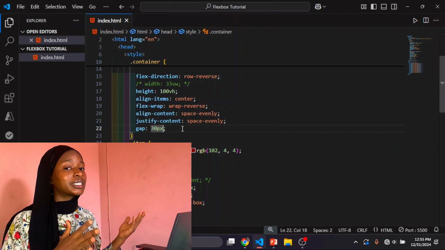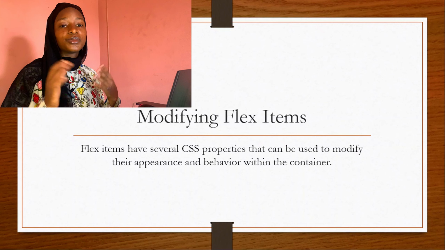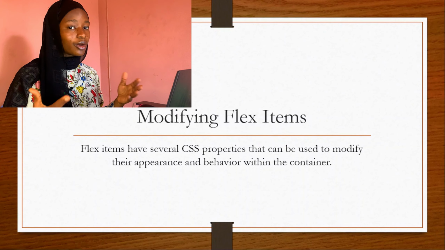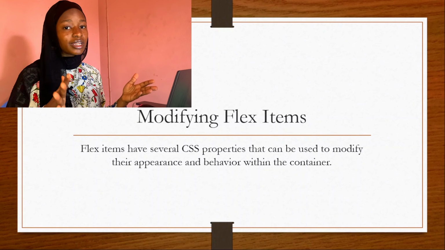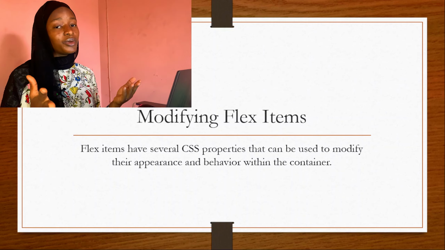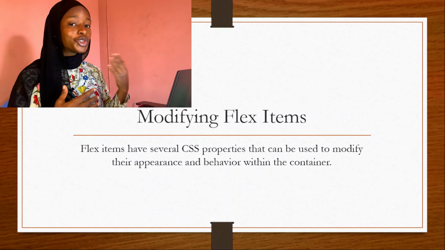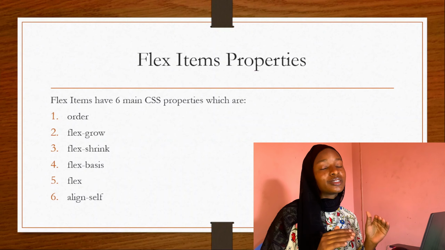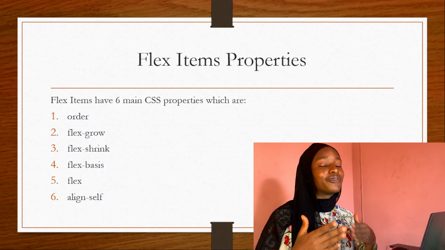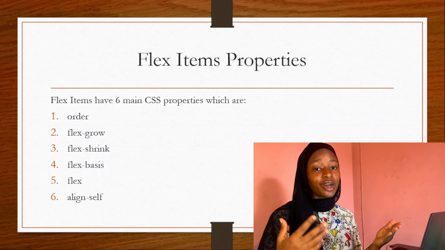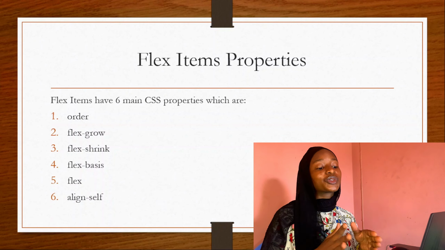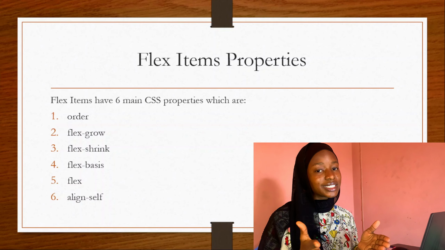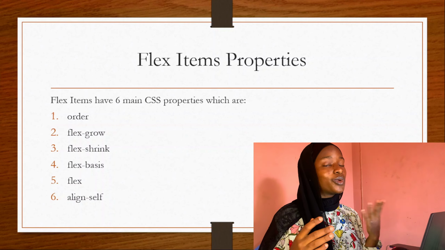So now we can move to the properties of the flex items. Modifying flex items. So we can also modify flex items. You can change how they appear or behave in the container. Even though the container is given the ability to arrange the items anyhow it likes, the flex items are also given a choice to change how they are placed or change their position. So there are 6 main CSS properties given to the flex items to be able to change their order or appearance. So we have, first one is order. We have flex grow, flex shrink, flex basis, flex and align self. Let's check out the 6 one after the other.